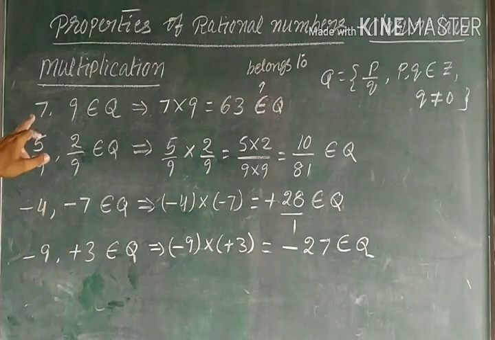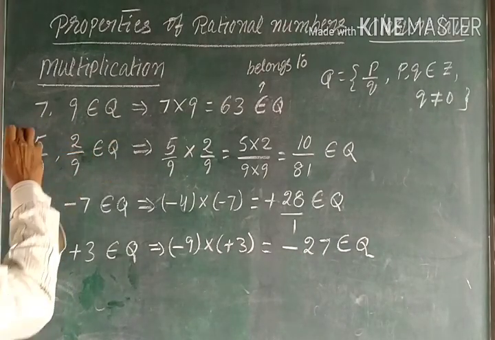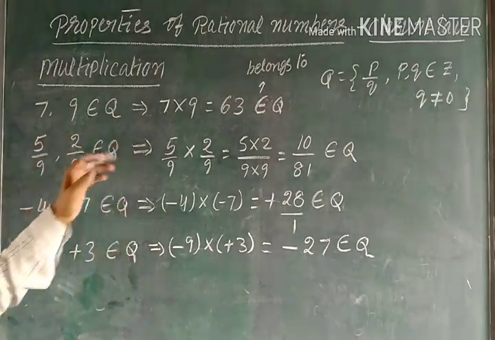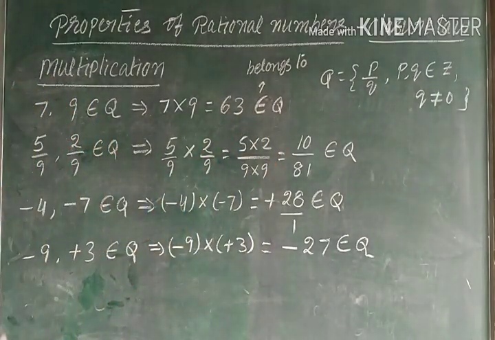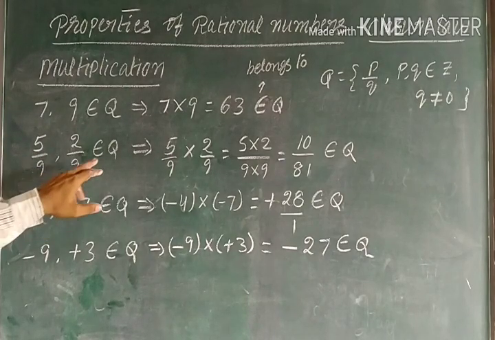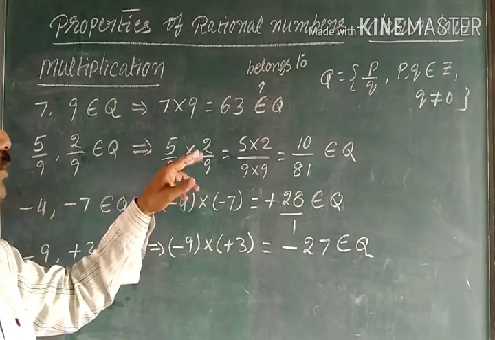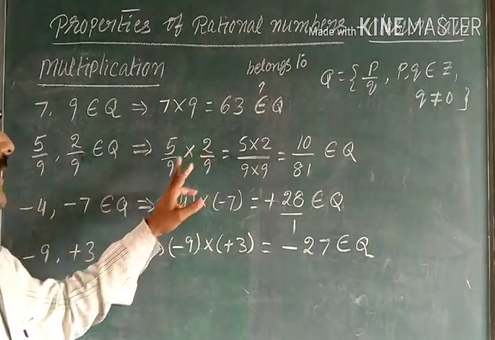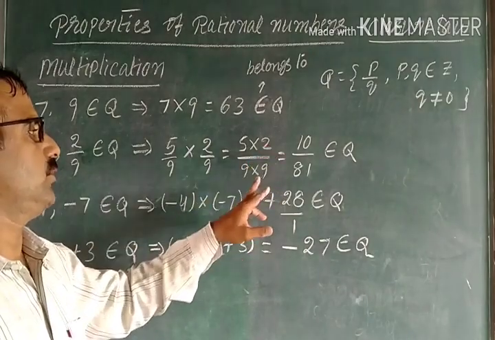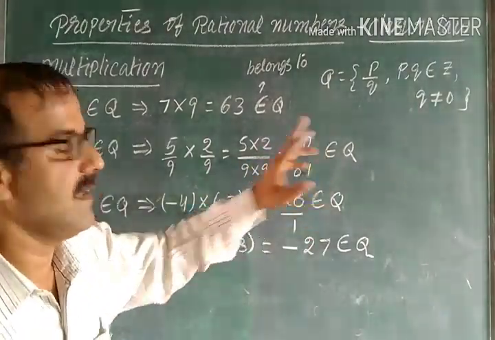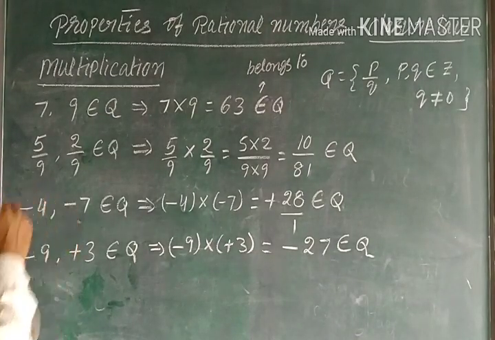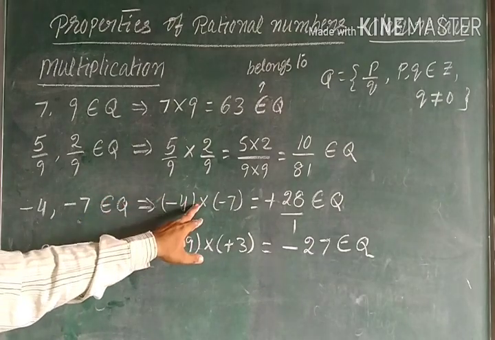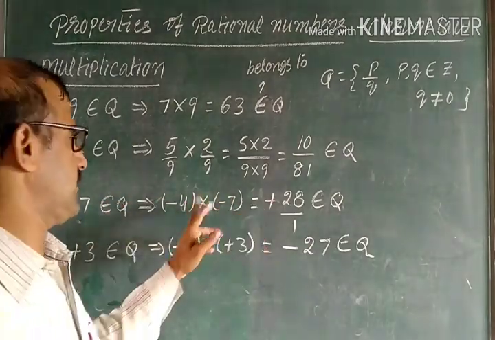I repeat, children. 7 and 9 belong to Q, means 7 is a rational number, 9 is also a rational number. Their product 7 into 9 equals 63 is also a rational number. One more example, 5 by 9 is a rational number, 2 by 9 is also a rational number. Then their product 5 by 9 into 2 by 9 equals multiply the numerators by multiply the denominators, 5 into 2 by 9 into 9, 5 2s are 10 by 81 belongs to Q, is also a rational number. Minus 4 is a rational number, minus 7 is also a rational number. Then their product minus 4 into minus 7, minus into minus plus 4 7s are 28.